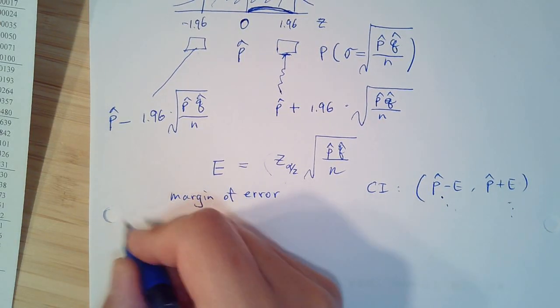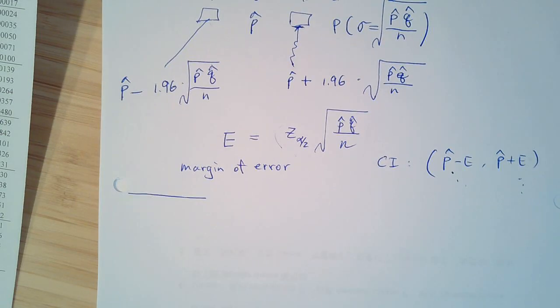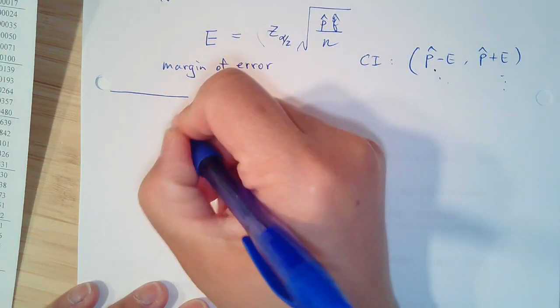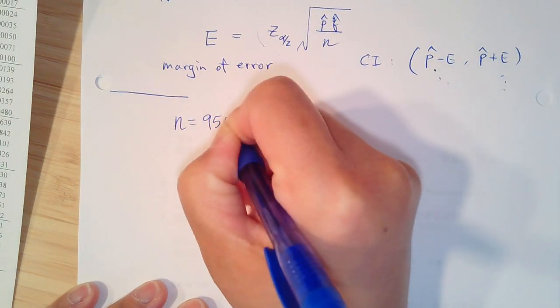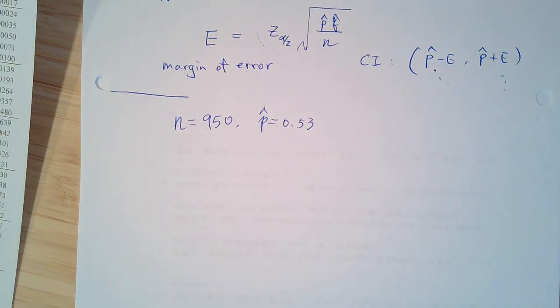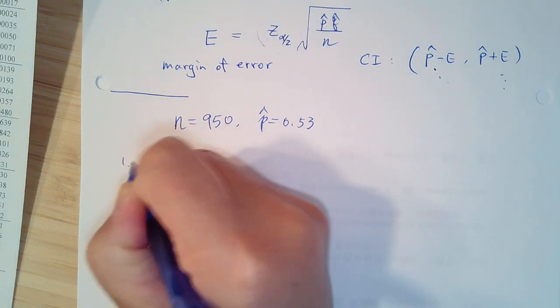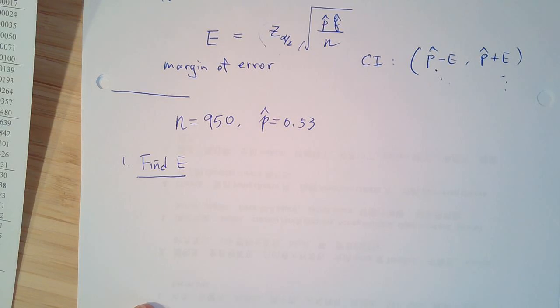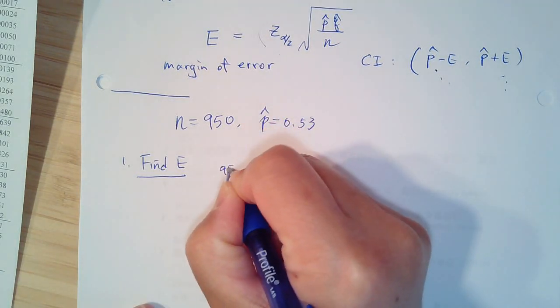Now let's go back to the Sallie Mae example. Sallie Mae conducted a survey of n, remember that, 950, right? And the p hat equals 0.53. That's 53% of this 950 in our sample. They take online classes. Now, number one, can you find the margin of error E that corresponds to 95% confidence level?